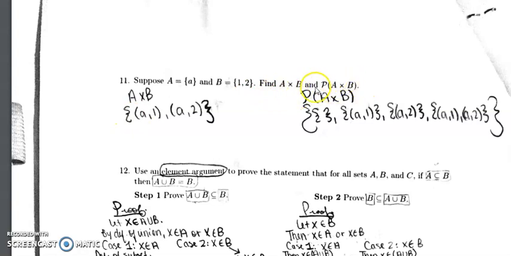In the second part, we have to do the power set. The power set means all the subsets of the product set.